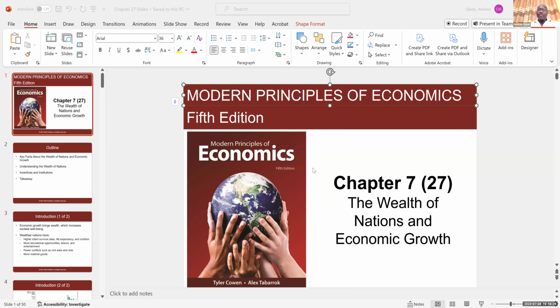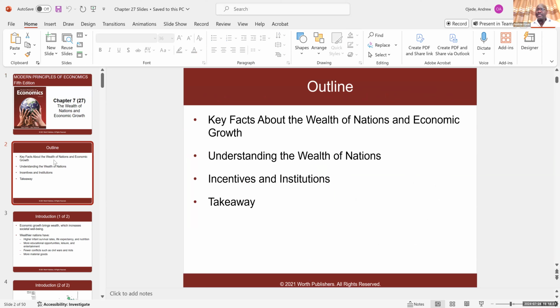So let me share my screen, and then we'll talk about it on the other side. So here is going to be chapter 27, which is a chapter on the wealth of nations and economic growth. Here's the outline of what I'm going to be talking about. It's a fairly short chapter. It shouldn't take us that long. So we shall talk about the key facts about the wealth of nations and economic growth, how countries accumulate wealth over time, what the key ingredients are that lead to their wealth accumulation, and then we'll also talk about understanding the wealth of nations and the role of incentives and institutions.